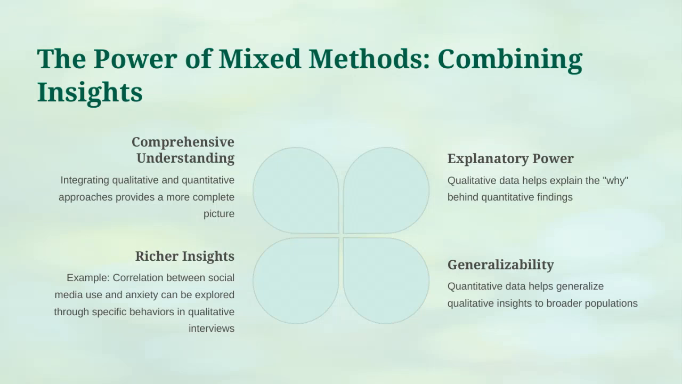Let's take a closer look at the power of mixed methods. When we combine qualitative and quantitative approaches, we gain richer insights into our research questions. Quantitative data allows us to generalize findings to larger populations, giving us a broad overview. On the other hand, qualitative data helps us understand the why behind those numbers, providing explanatory power. By integrating both methods, we get a more comprehensive understanding of the topic. This combined approach truly offers a more complete picture, helping us draw more nuanced and meaningful conclusions.